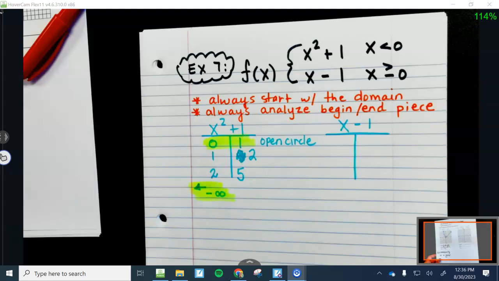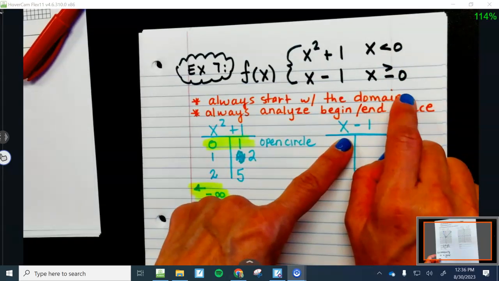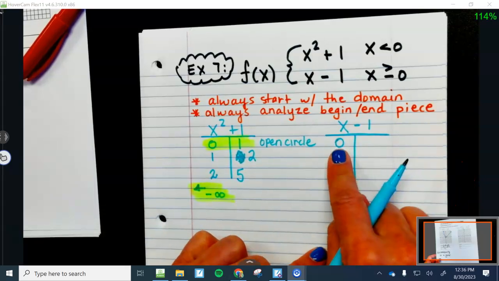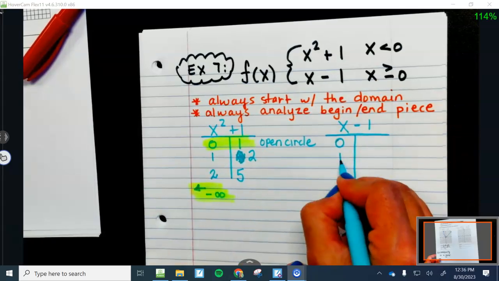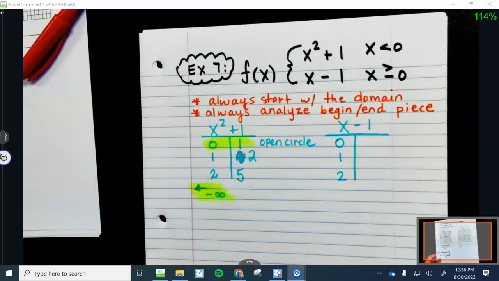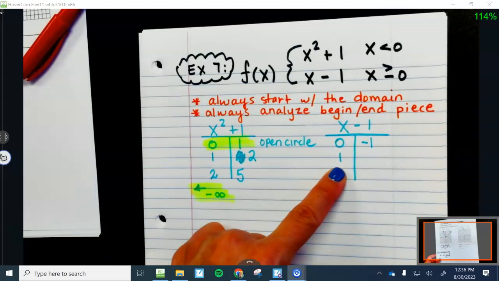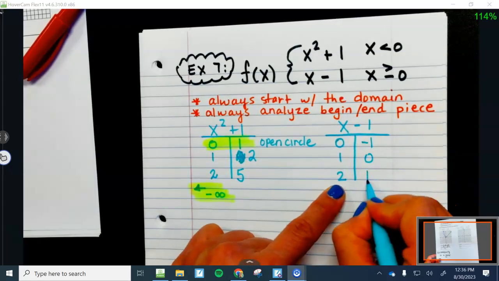All right, let's take a look at what's going on with this line. So on this line, I'm going to start with 0 because that's where the domain starts. So I'm going to plug in a 0 right here. I remember we want values greater than or equal to 0, so 0, 1, 2. Just keep them small. And then let's analyze our outputs. So of course, when I plug in 0, it's negative 1. And then the next output, and then the last output.